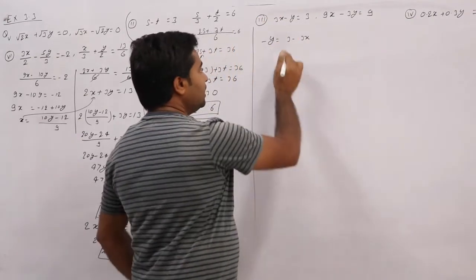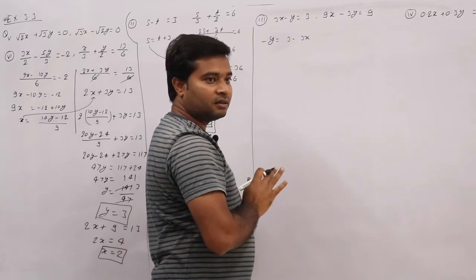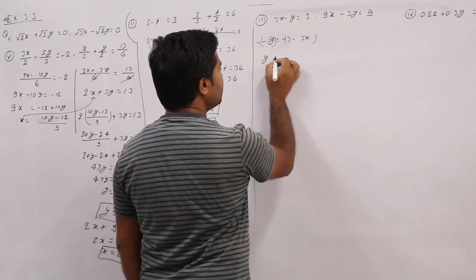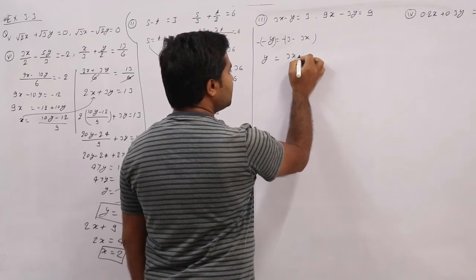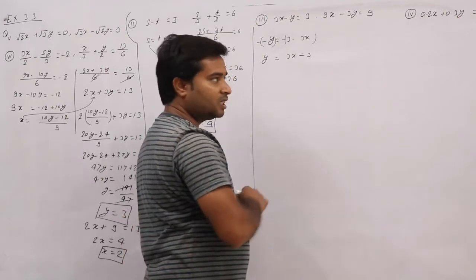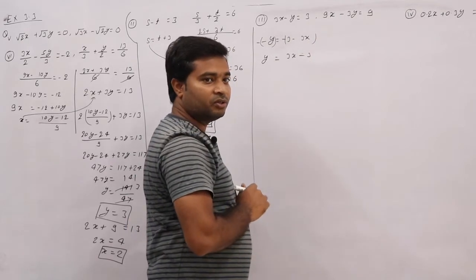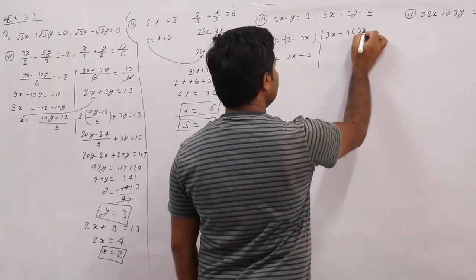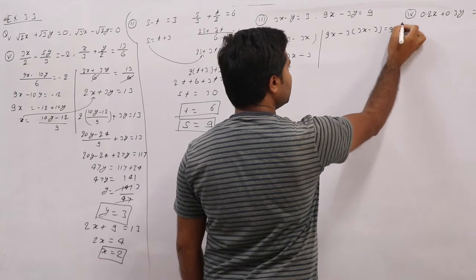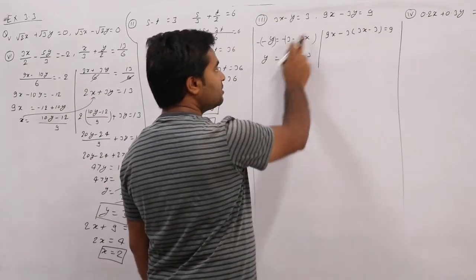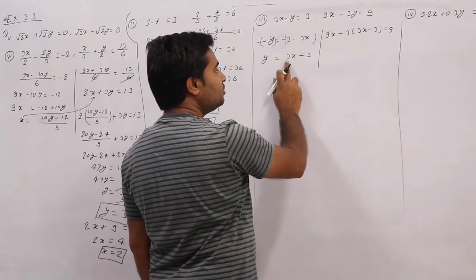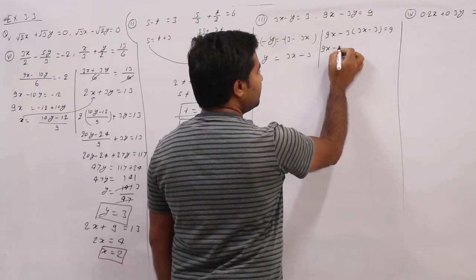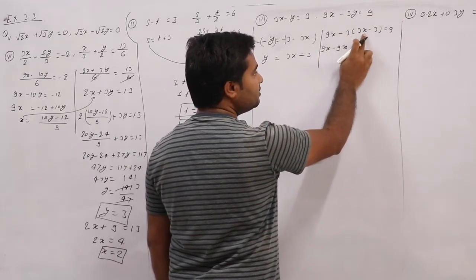Correct? Achha. Now multiply every term with minus, both sides. This becomes plus y is equal to 3x minus 3. Now this y will substitute here. Means 9x minus 3 into 3x minus 3 is equal to 9. 9x, same thing. 3 into y, y is equal to 3x minus 3, kept here, is equal to 9. So here 9x minus 9x.